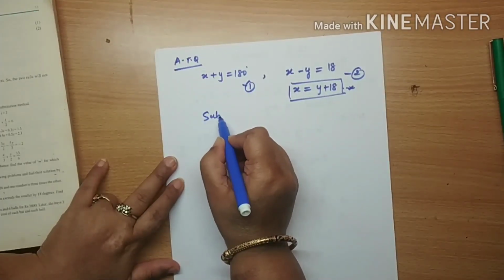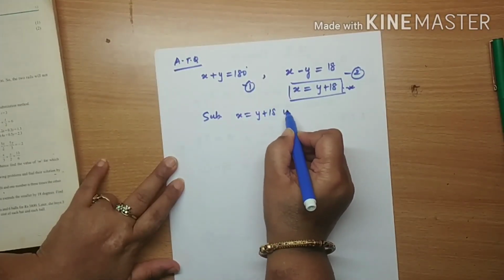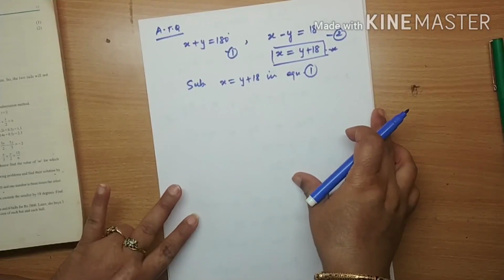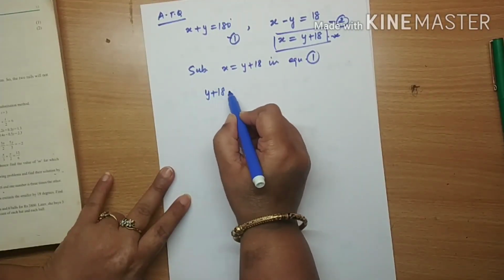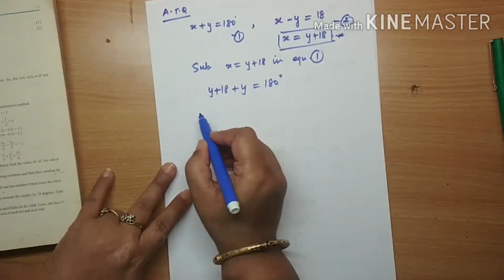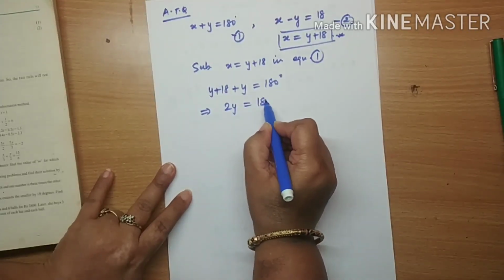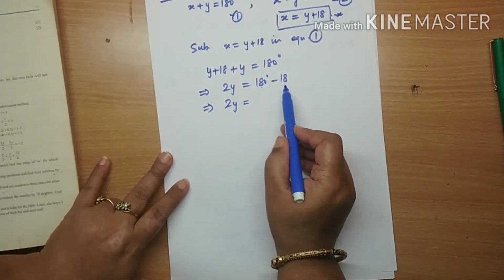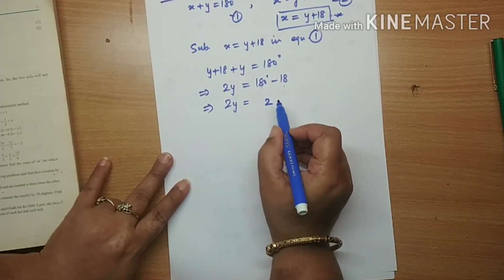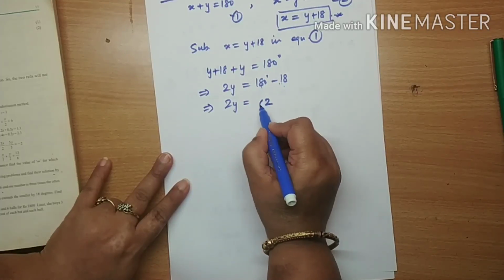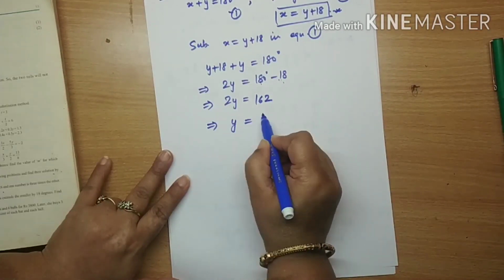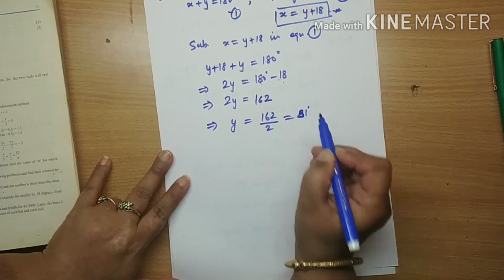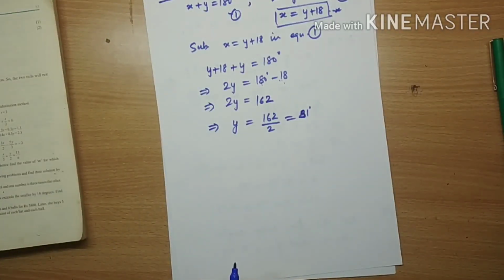Now substituting x is equal to y plus 18 in equation 1. What do we get? We get y plus 18 plus y is equal to 180. So I get 2y is 180 degrees minus 18. So I get 2y as how much? 180 minus 18 is 10 minus 8, 2; 7 minus 1, 6; 162. So I have got y as 162 by 2, which is 81 degrees. So we got y as 81.